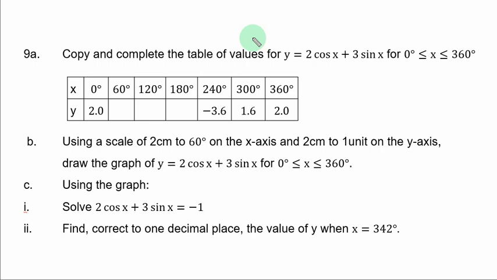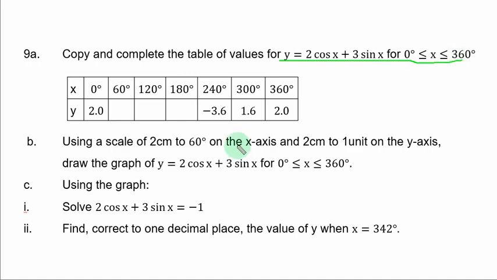Question 9a. Copy and complete the table of values for y equals 2 cos s plus 3 sin s for 0 degrees less than or equal to s less than or equal to 360 degrees. From the table of values, the interval is simply 60 degrees, although it is still stated in the scale, and you have s values with some missing y values. Of course, you are expected to get them.